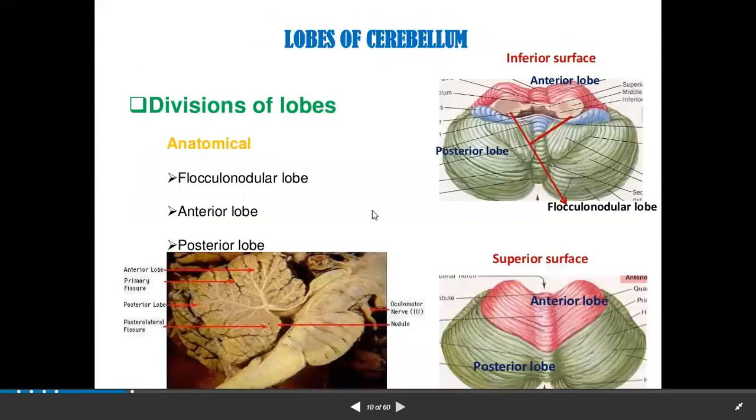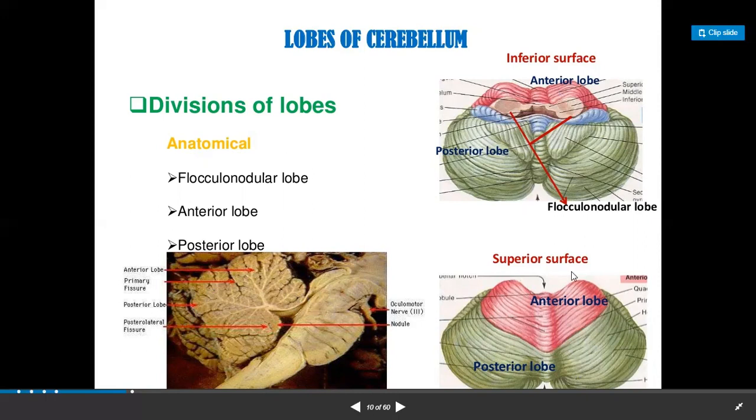So basically, this is the superior view I said, when you see it from above. When you see from above, you call this the superior surface. And when you see from below, you call this surface the inferior surface. So this first picture is showing us the inferior surface. The second picture is showing us the superior surface.